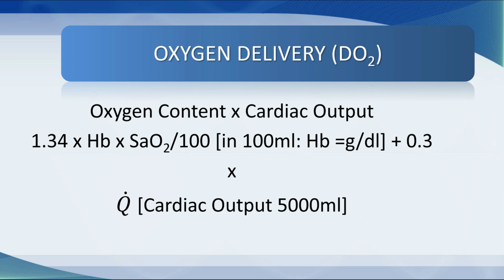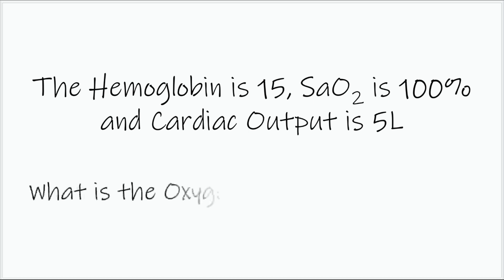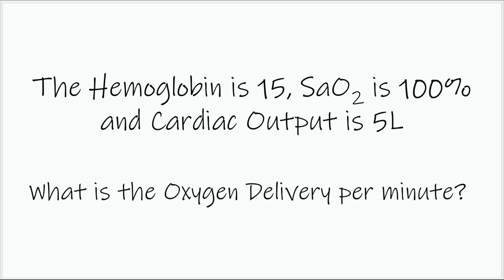So this is 1.34 times the hemoglobin times the saturation over 100 in 100 mils, plus 0.03, which we've already figured out, times the cardiac output, which is usually in and around 5,000 mils, 5 liters. If the hemoglobin is 15 and the saturation is 100% and the cardiac output is 5 liters, what is the oxygen delivery per minute?